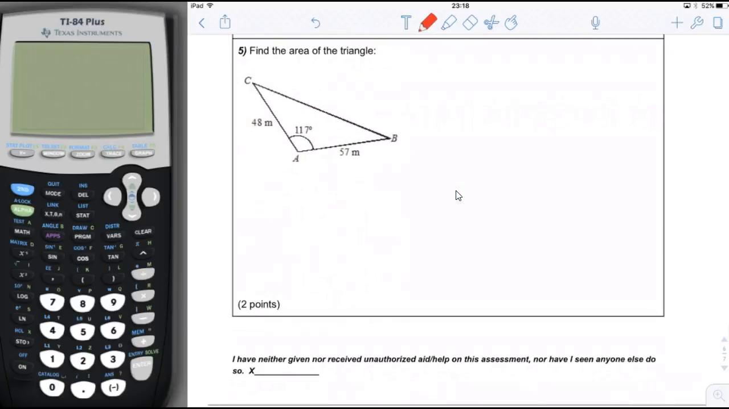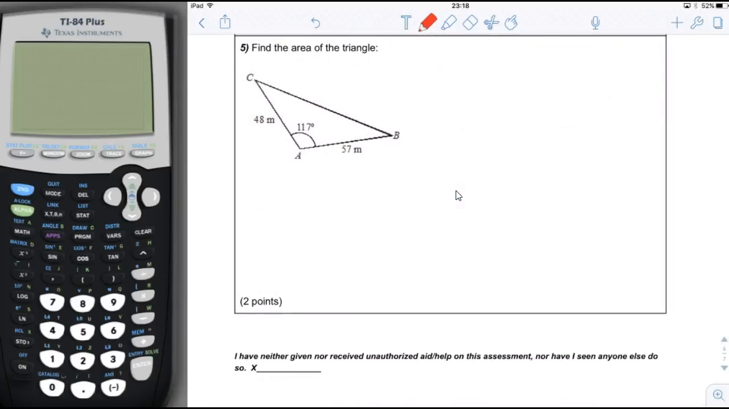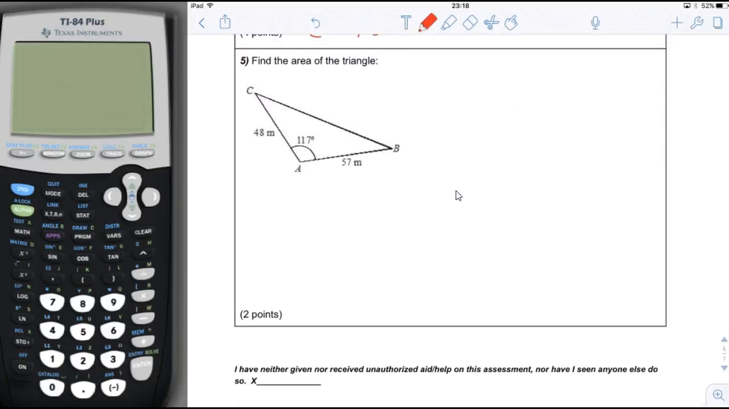Okay? Last problem. Find the area of this triangle. And there is a formula which we learned in one of the extension sections, which is if you have a non-right triangle, instead of using 1/2 base times height as the equation, there is a sine equation you can use, which is 1/2 a b sine C.